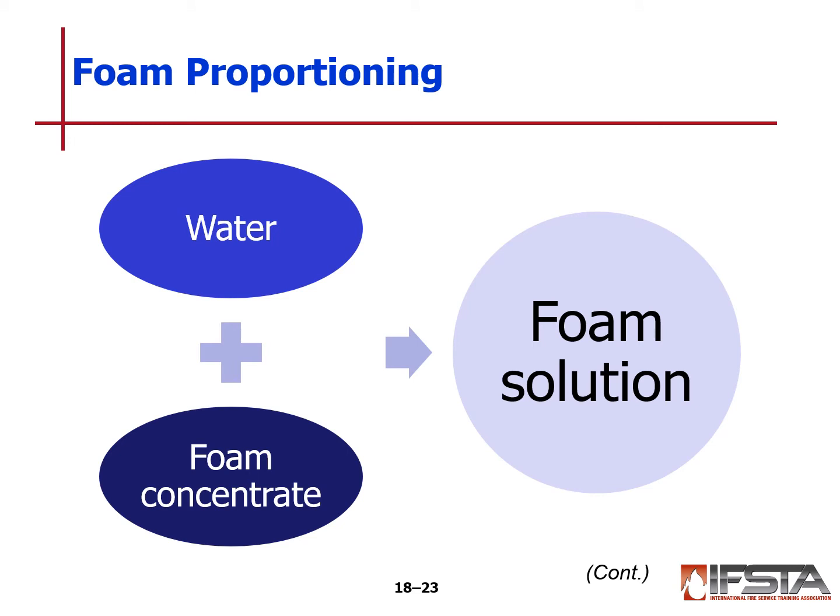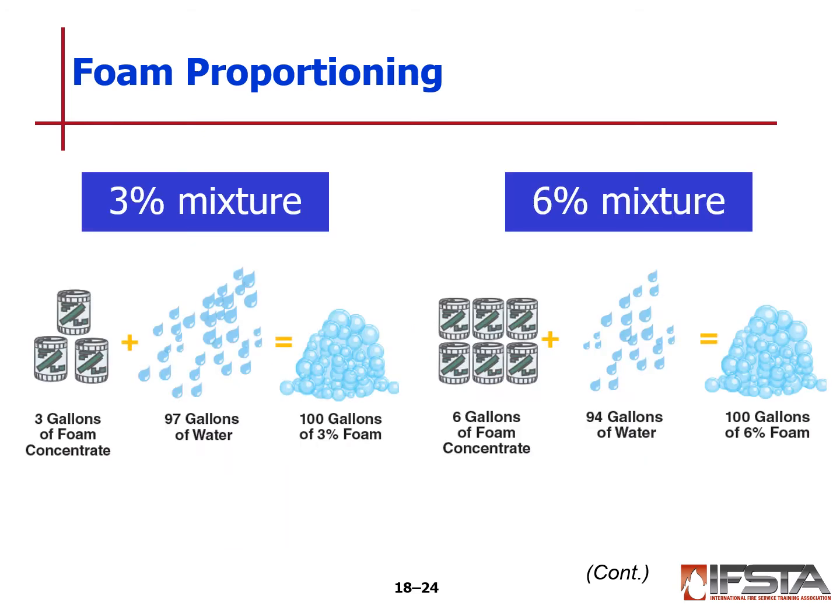To make foam, we need water, and then we need the foam concentrate, and we're going to make a solution. We're going to take that solution and then proportion it with air to make a certain percentage of foam. So if 3 gallons of foam concentrate plus 97 gallons of water equals 100 gallons of 3% foam solution. At a 6% mixture, 6 gallons of foam concentrate plus 94 gallons of water would equal 100 gallons of a 6% solution of foam.